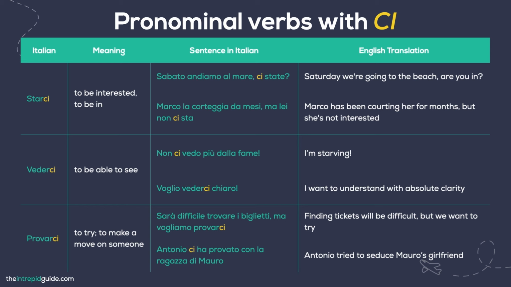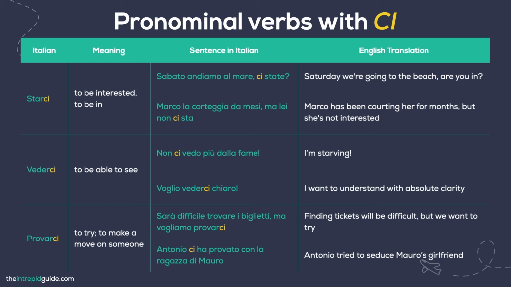Vederci. To be able to see. This is mostly used in expressions like Non ci vedo più dalla fame. I'm starving. Voglio vederci chiaro. I want to understand with absolute clarity. Provarci. To try. In the context of dating, this is often used to mean to make a move on someone. For example, Sarà difficile trovare i biglietti, ma vogliamo provarci. Finding tickets will be difficult, but we want to try. Antonio ci ha provato con la ragazza di Mauro. Antonio tried to seduce Mauro's girlfriend.